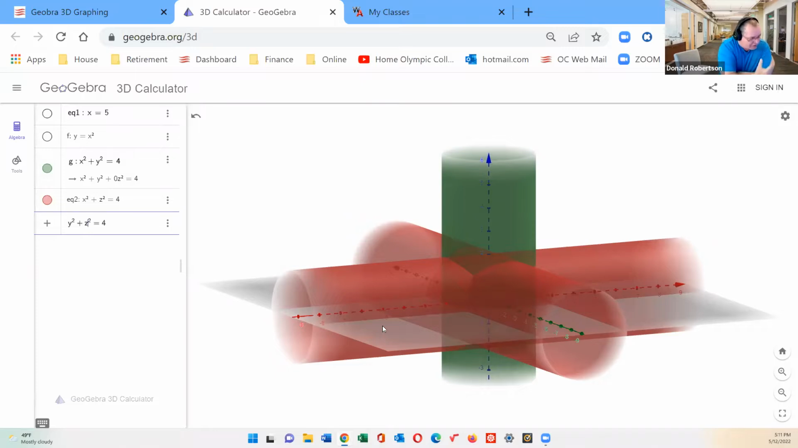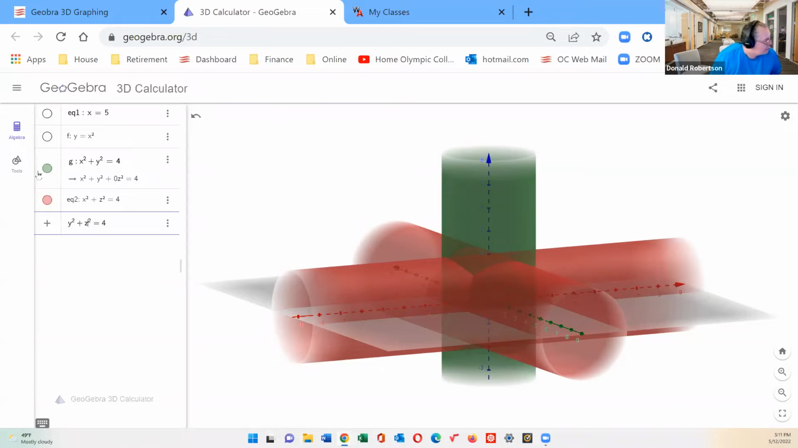Does that give you an idea that when you move to the 3D world, equations take on another dimension? They have the basic shape of a circle, but now it becomes a cylinder. They look like a line, but if you really look at it, it becomes a plane.